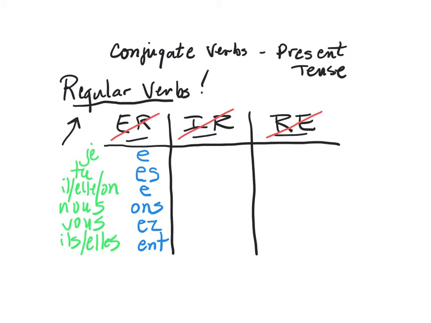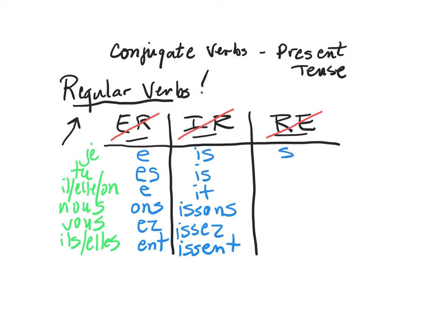And for IR, we would add IS, IS, IT, ISSONS, ISSEZ. I hope you're writing notes right now. I'll just pause for a second while you go, why is Madame talking so much? Oh, that's right. You're supposed to be writing these down so you can use them in your notes. And for RE, you add nothing. You just leave it in the stem. Then ONS, EZ, ENT.